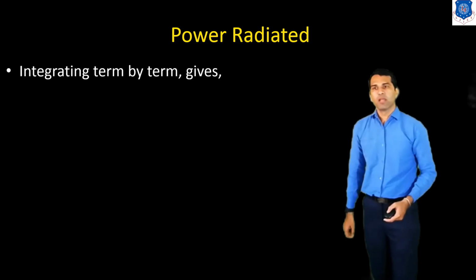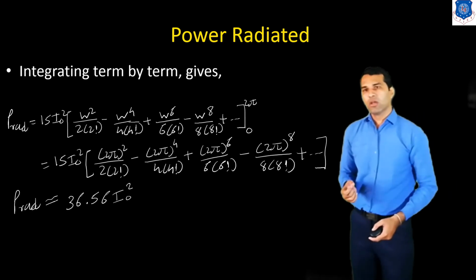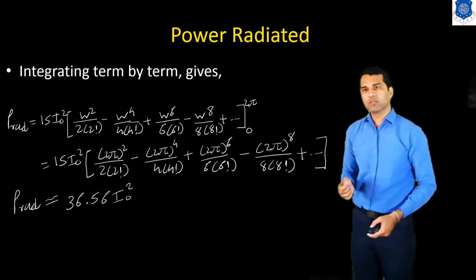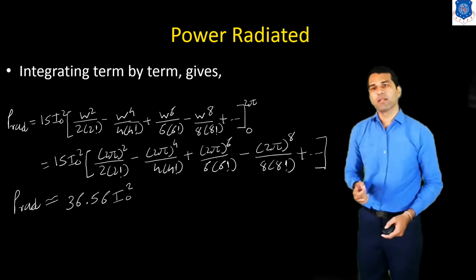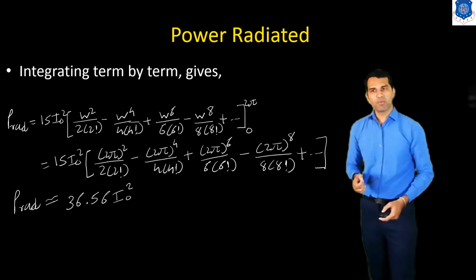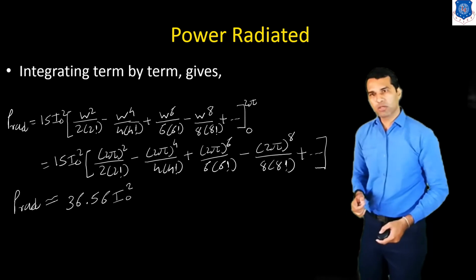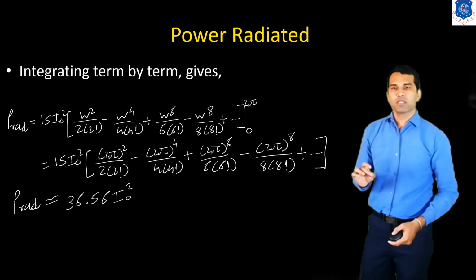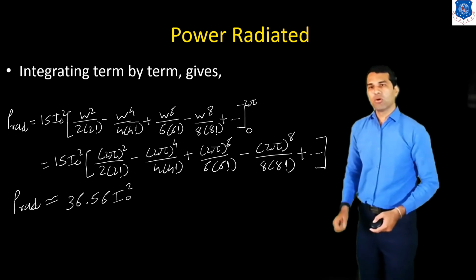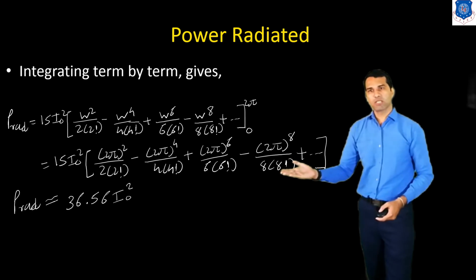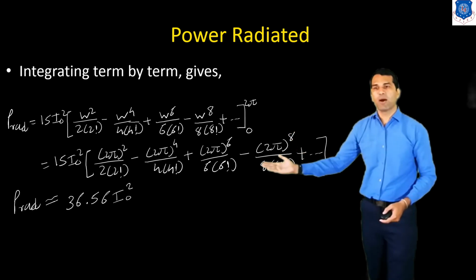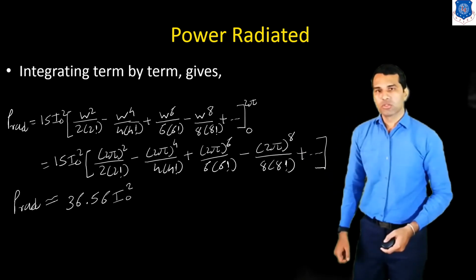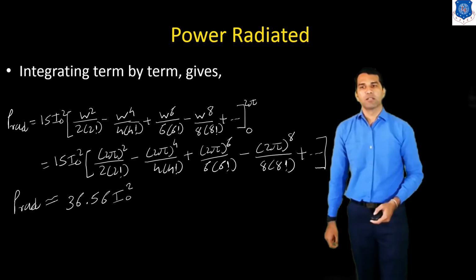So finally, the integral gives the power radiated is equal to 15 I0 square times w square upon 2 into 2 factorial minus w4 upon 4 into 4 factorial plus w6 upon 6 into 6 factorial minus w8 upon 8 into 8 factorial, and so on. Now we put in the limits 0 to 2 pi. When we solve this after putting in the values, we finally get the power radiated is equal to 36.56 I0 square. So this is the equation for the power radiated.